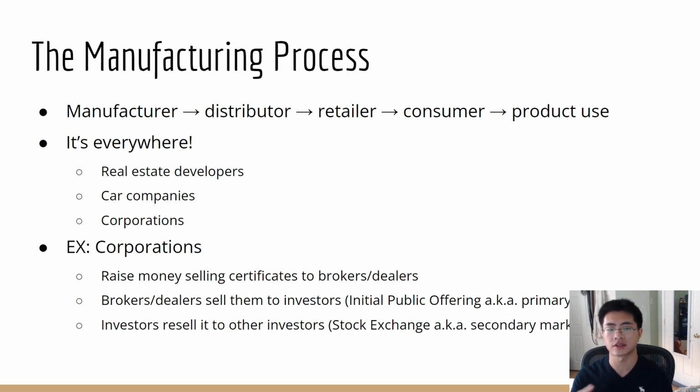And then the investors are going to sell it to other investors so that they can make money, right? So this is called the stock exchange, also known as the secondary market. So again, the manufacturer is the corporation, the distributor is the brokers and dealers, the retailer is the initial investors, then the consumers are the secondary investors, right?